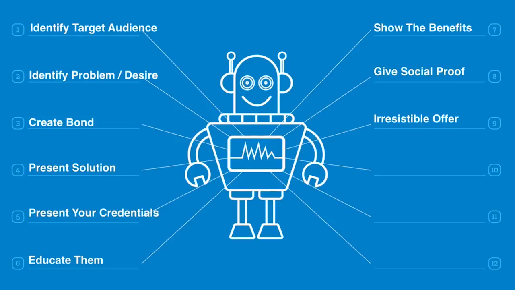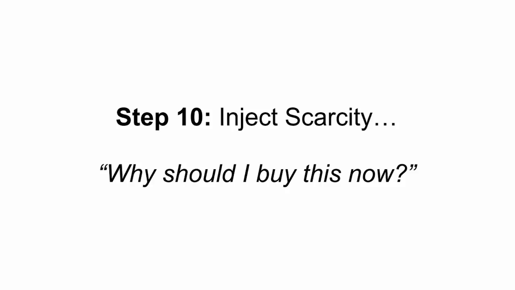So we've diffused logic, and that brings us to the third component of our irresistible offer, and that's step number 10 in our sales presentation. It's going to go right here, which is the injection of scarcity. And that answers their question, which is, why should I buy this now?